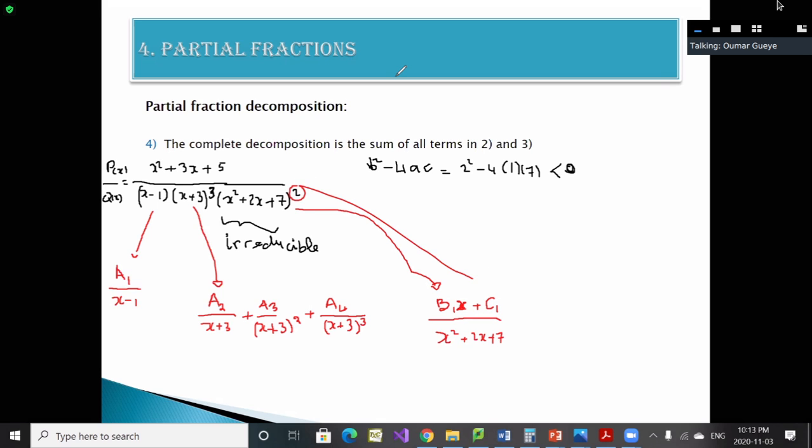It's going to be plus here B2x plus C2 over x squared plus 2x plus 7, and you square it, because it's repeated twice.